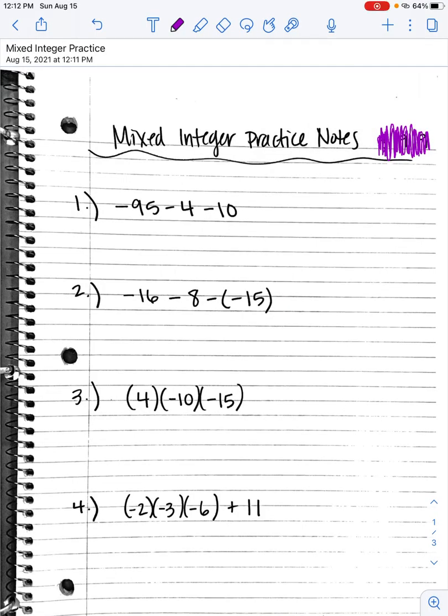Hello, today we are going to do some practice with mixed integers, multiplying, dividing, adding, and subtracting. So go ahead and get out your math journal, write these problems down, and we will go through them one by one.